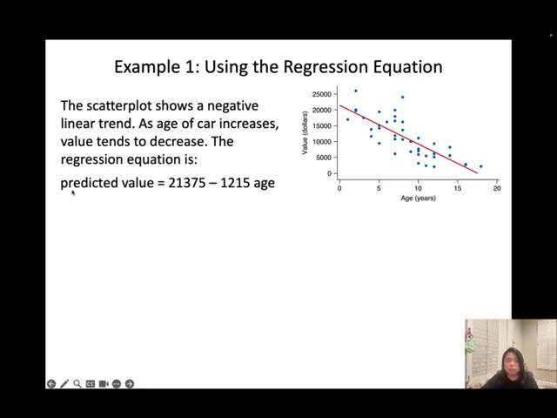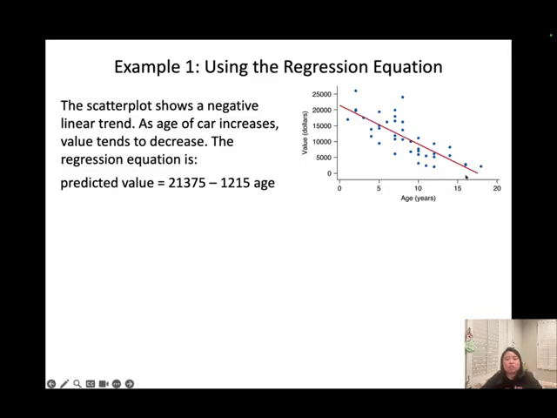The regression equation for the predicted value, y hat, equals 21,375 minus 1,215 times the age. One more time, 21,375 represents your y-intercept. If I extend this line to cut the y-axis here, this number will be your y-intercept, which is 21,375. And negative 1,215 is the slope. When your slope is negative, it means the line is decreasing.